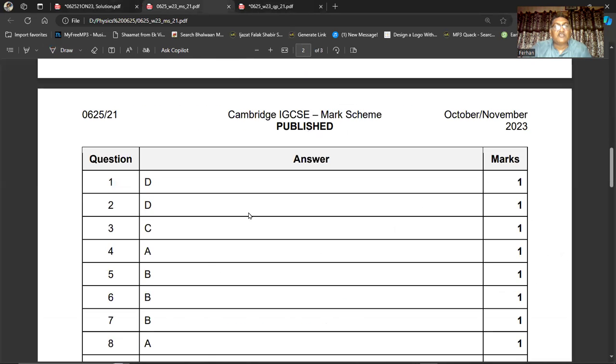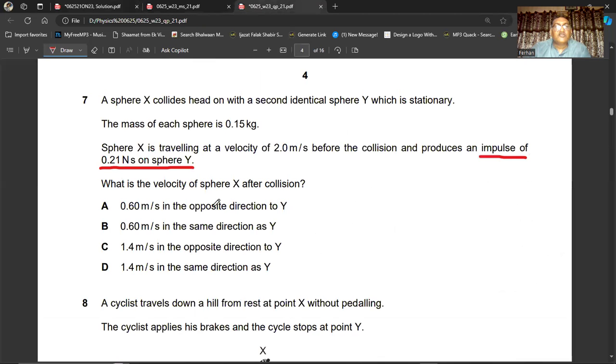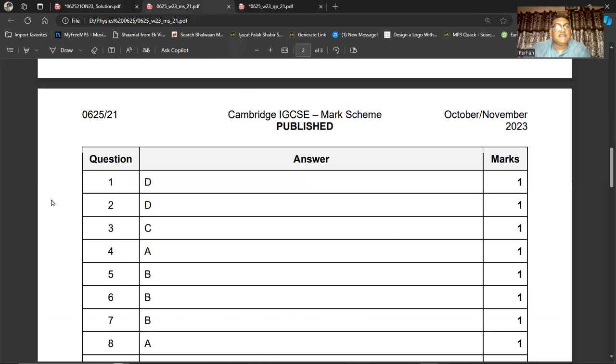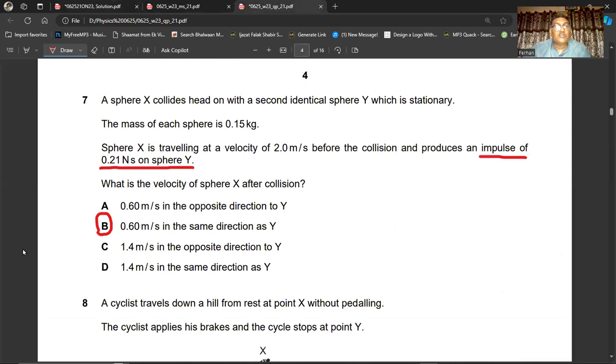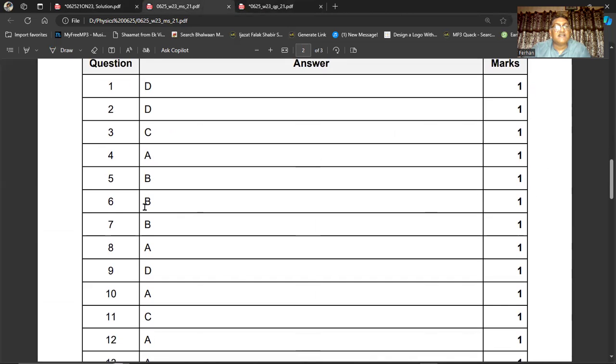The Y velocity was also positive, you know. So the Y is also going, suppose, to the right. This is also going to the right. Okay. So 0.6 meters per second in the same direction as the Y. So I think B is the answer, sir. Question number 7, B is the answer. So the answer to this question is B. You can see there, B.